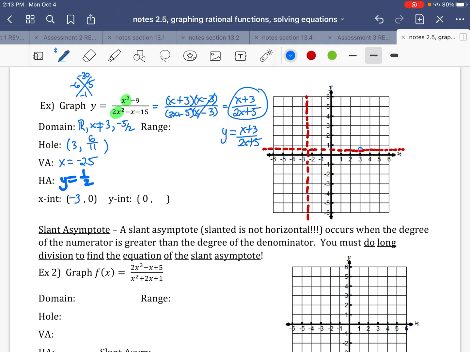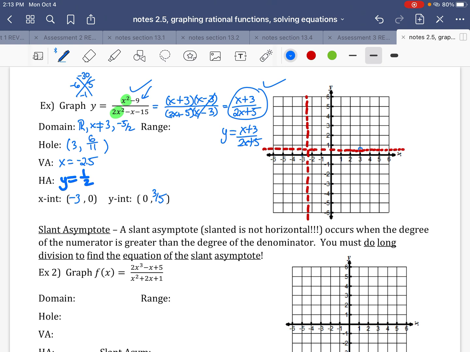Negative 3 plus 3 would be 0. So negative 3. The y-intercept is when I let all the x's be 0. You can do that in the original, or we can do it in this one right here. I think I'll just do it in the easy one. If I let all the x's be 0, I get 3/5. If I did it over here, I would get 9/15, which is also 3/5.